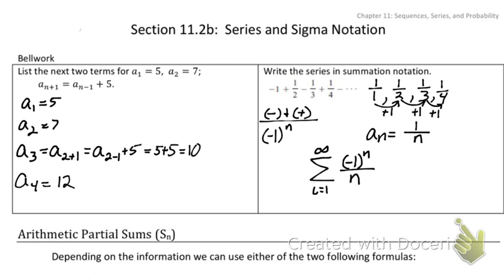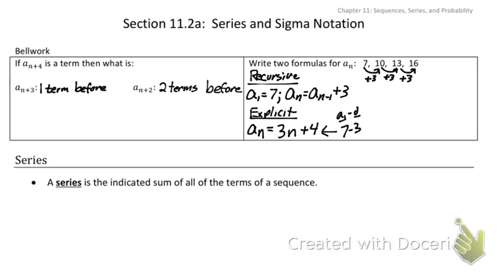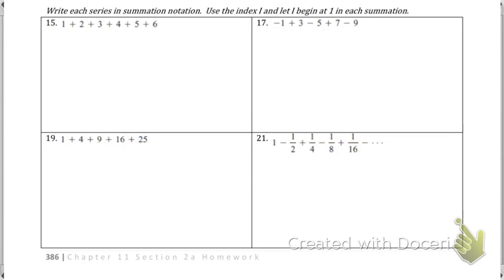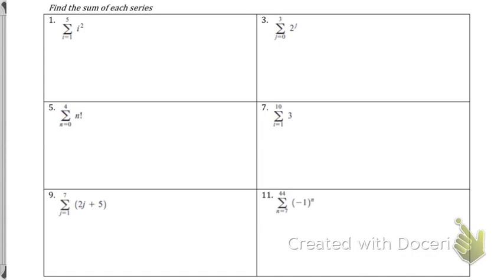Okay, what questions do we have from the homework? Brian? Number 11. What are we supposed to do? We're supposed to find the sum of each series. So we start at 7, right? And we end at 44. So let's just come up with this pattern.